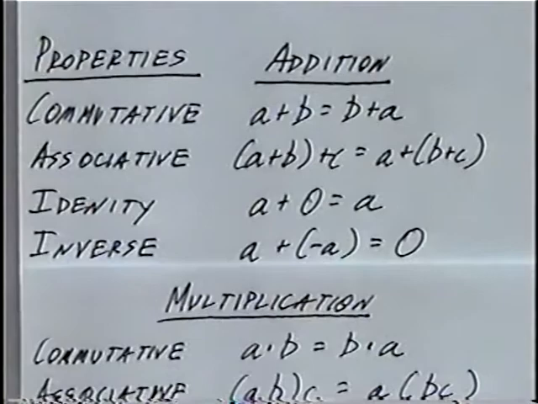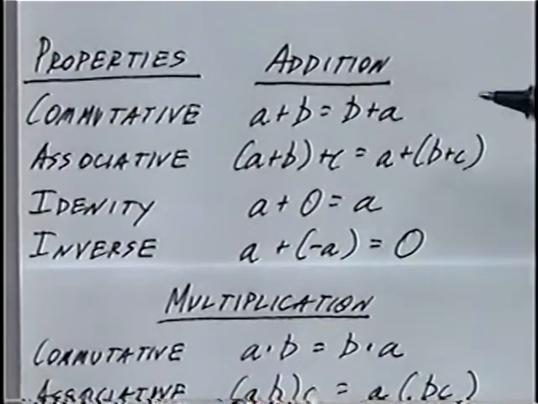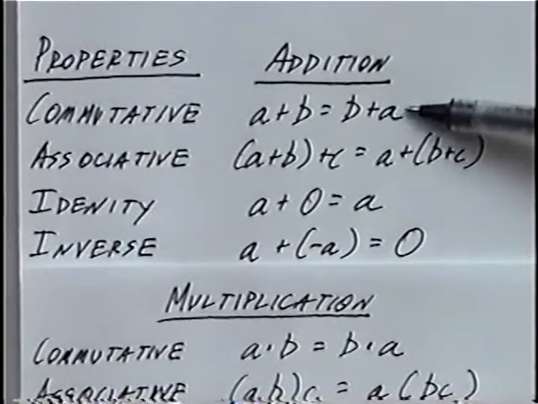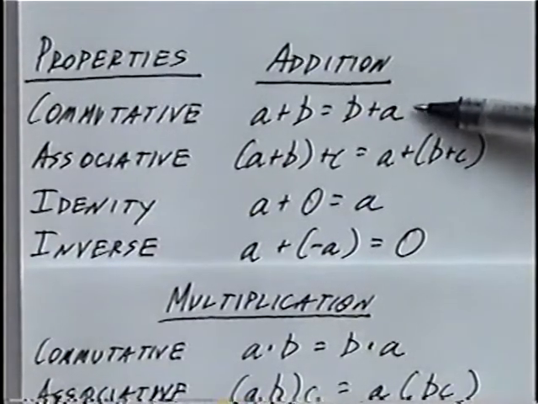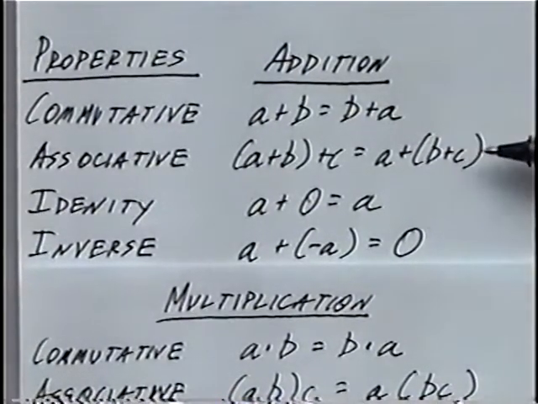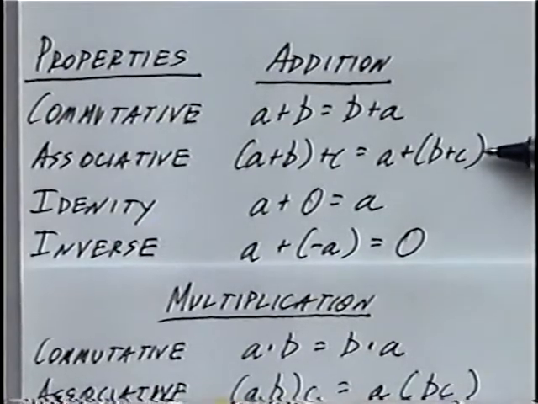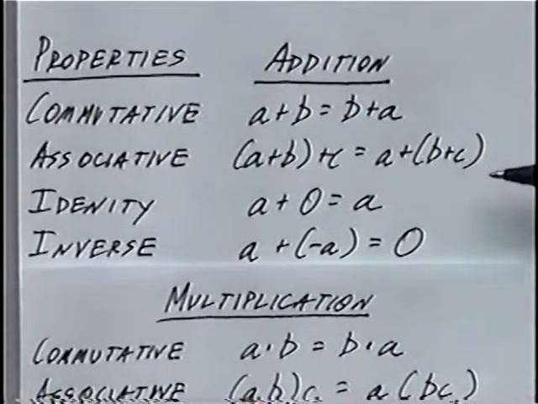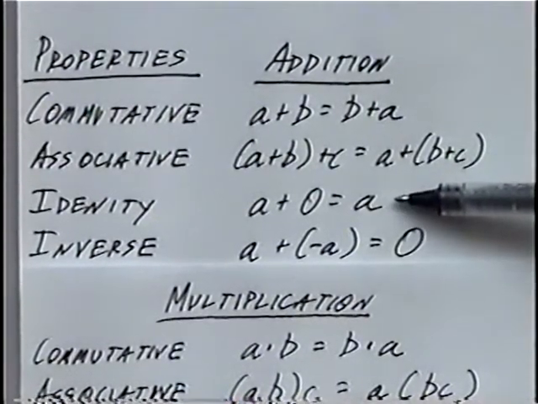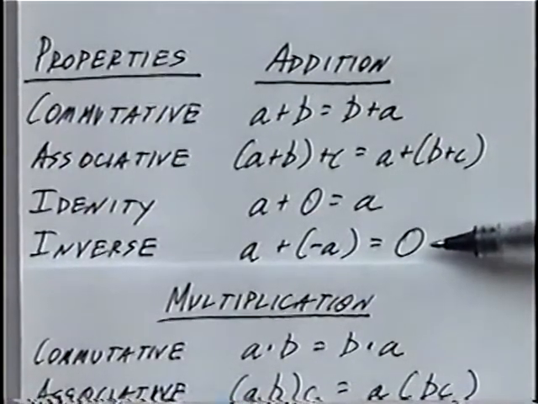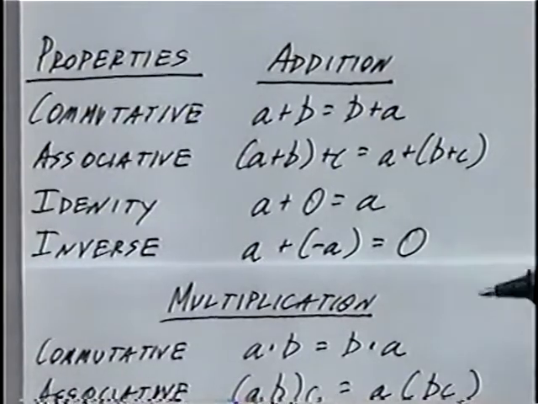There's also 4 properties in mathematics we can use with numbers. The commutative property, a plus b equals b plus a, means it doesn't matter which order you add the numbers, it'd be the same total. Associative, if you have 3 numbers, it doesn't matter how you add them together, it always adds to the same. Identity, if you add 0 to any number, it stays the same. Inverse, if you add the opposite of a number, it always adds to 0.